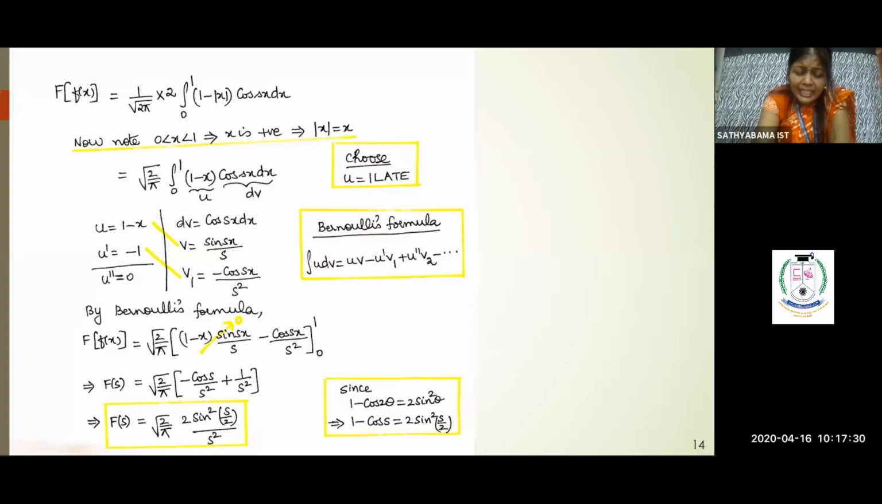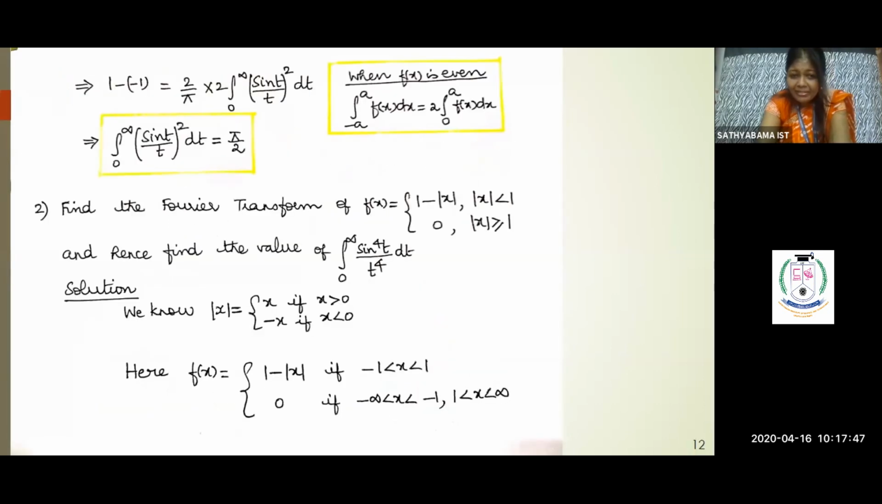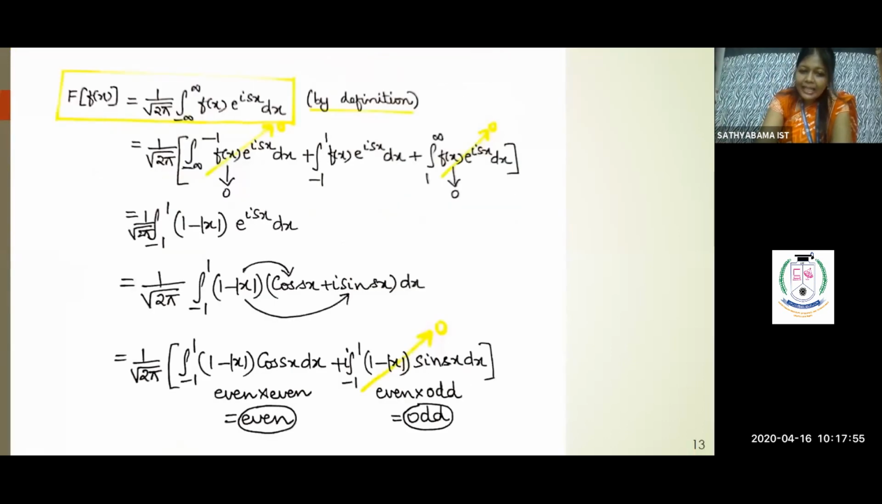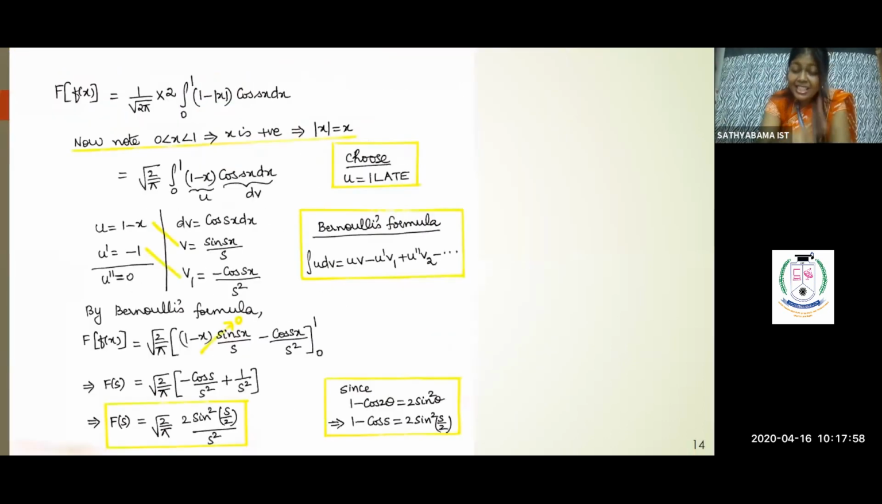So actually, what do I get? I get 1 minus cos s by s square. Last but one step. I've brought it in terms of sine. Now, why did I do that? Because I have a deduction. So if you don't have a deduction, you can simply stop with 1 minus cos s by s square. But because I have a deduction, what deduction do I have? Look at the question. Integral 0 to infinity sine power 4 t by t power 4. I have a deduction with sine. So that is why I brought 1 minus cos s in terms of sine.